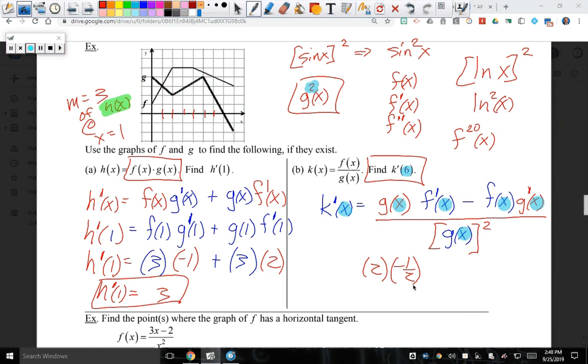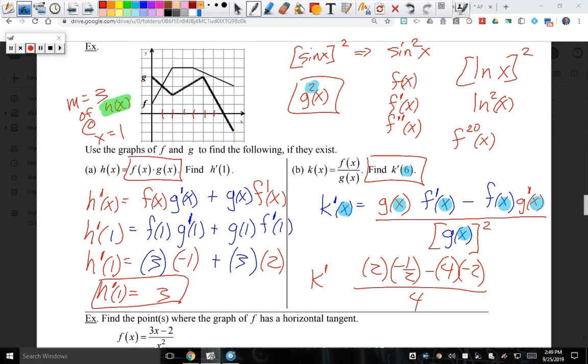Four. Nice. 4. And what is g prime at 6? Negative 2. And it's all over g of 6 squared. So what's g of 6? So it'd be over 4.